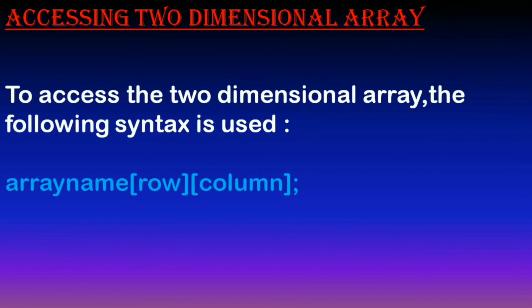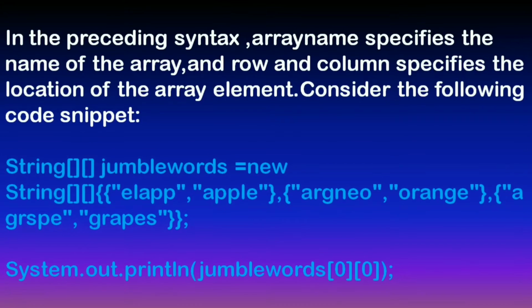Accessing a two-dimensional array. To access the two-dimensional array, the following syntax is used: array name, row, column. In the preceding syntax, array name specifies the name of the array, and row and column specify the location of the array element. Consider the following code snippet. jumbleWords is the array and this is the value which is stored in the array. And we printed jumbleWords[0][0], that is, the first one, lpap, which is placed at the 0th row and 0th column.